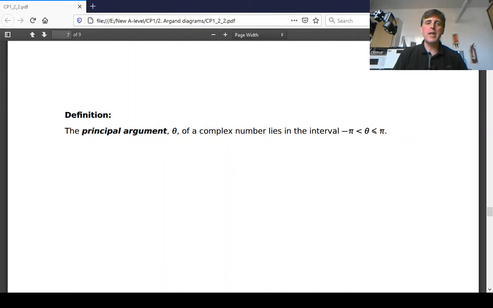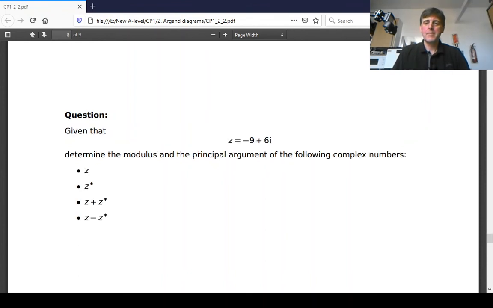So for that reason, we have an idea of what we call the principal argument. The principal argument of a complex number is just the argument which happens to lie between negative pi and positive pi. Okay, all right, hopefully that makes sense.